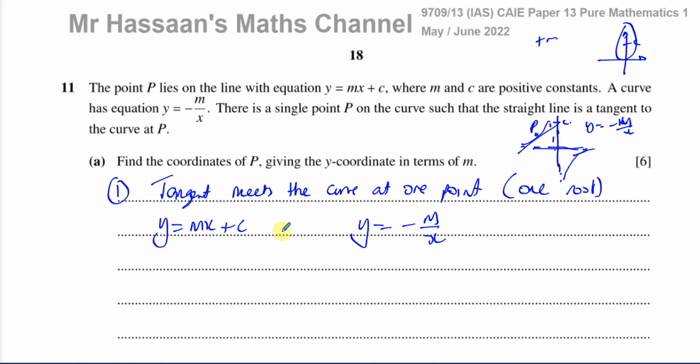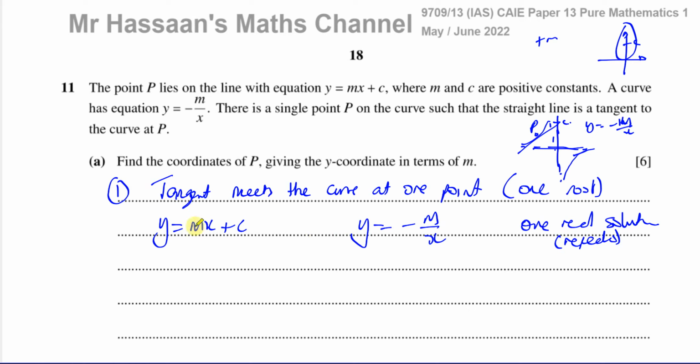So if I solve these two equations simultaneously, there's going to be just one real solution, or you can say one repeated root. So when I solve these two equations simultaneously, I should get one repeated root. As we know, solving equations simultaneously involves substituting one equation into the other.